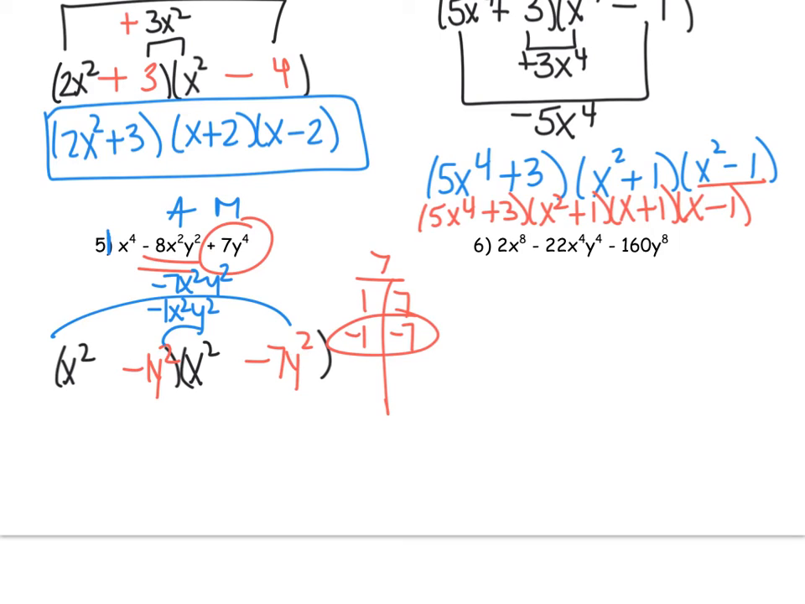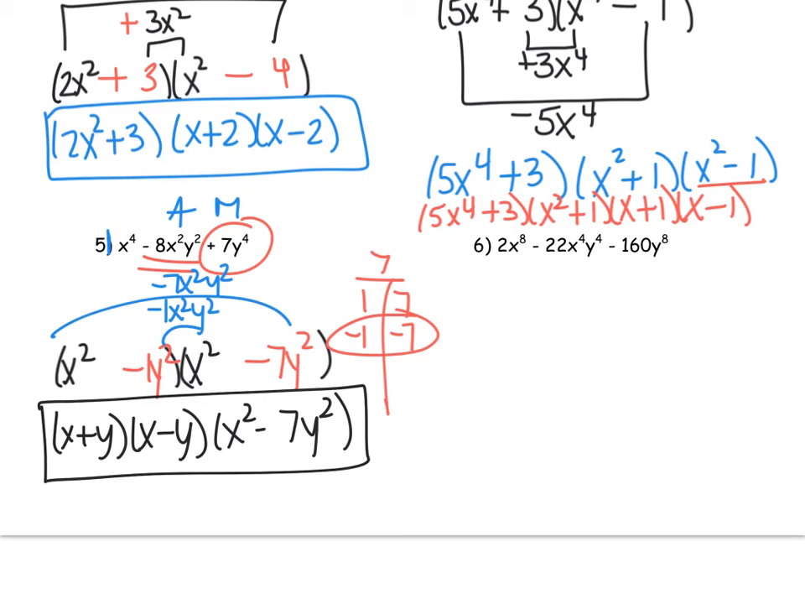Okay, now unfortunately this isn't finished yet because I actually see here is a difference of two perfect squares. So this is x plus y, x minus y, and then x squared minus 7y squared. Finished. Okay, why don't you give number 6 a try? I'll give you a hint that you're definitely going to have to take out a GCF first.